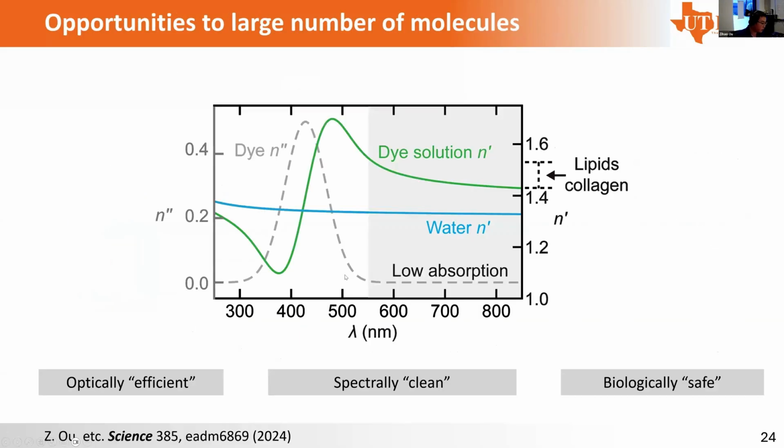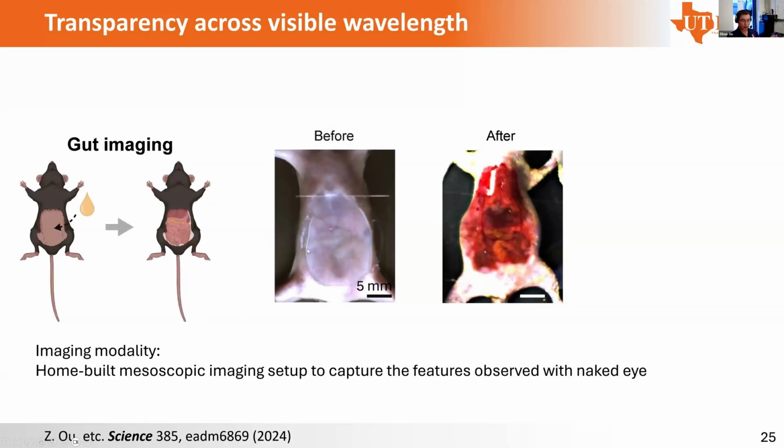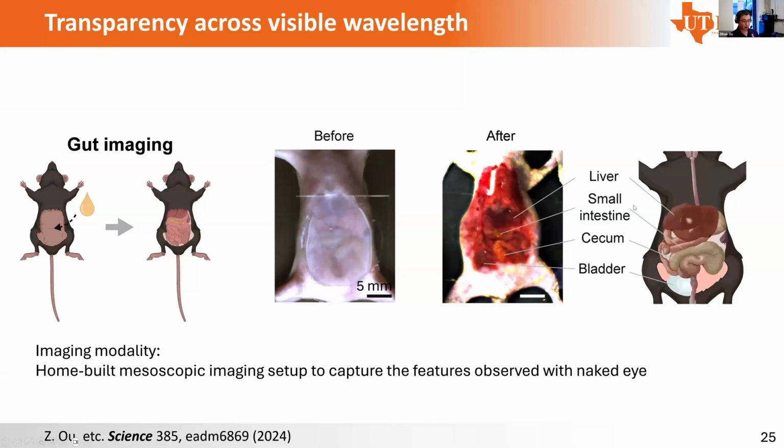I think I need to go a little bit faster now. As we mentioned, although we are focusing on one of the chemicals here, by changing the absorption of the molecules, it actually opens a lot of opportunities. For example, if you don't like this yellow color and want it more transparent, we can give you another option where the transparency is closer to visible color. In this case, you can see the internal organs and directly compare with a textbook anatomy of the mice. You can see liver, small intestine, cecum, bladder.